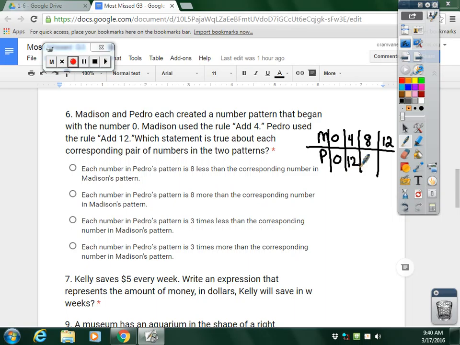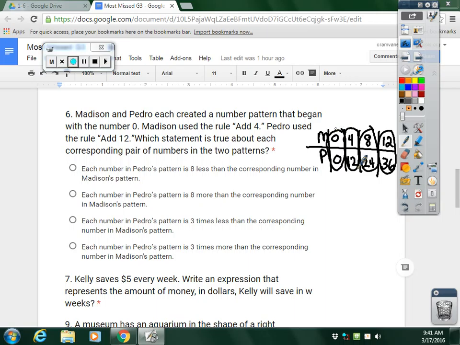Okay, so this is 12. 0 plus 12 is 12, 12 plus 12 is 24, 24 plus 12 is 36. Which statement is true about each corresponding pair of numbers in the two patterns? So corresponding numbers are going to be these, and actually even though it's 0, they're still corresponding. Each number in Pedro's pattern is 8 less than the corresponding number in Madison's pattern.